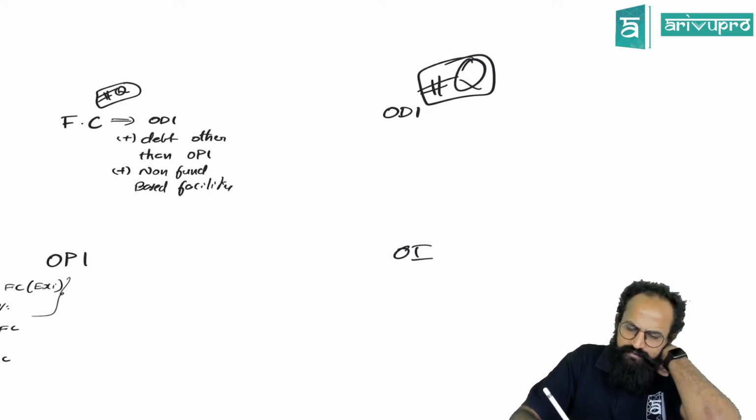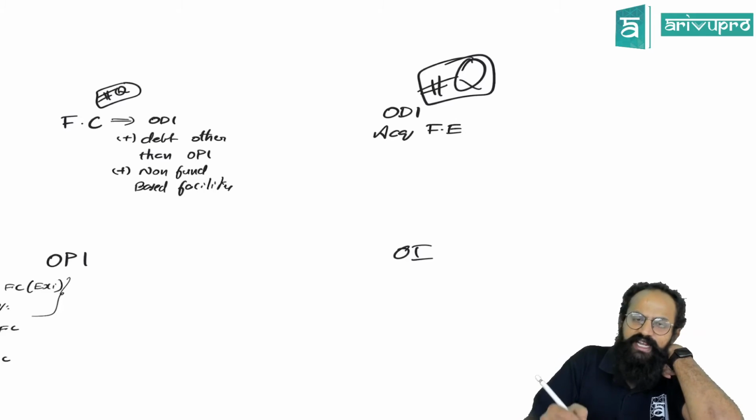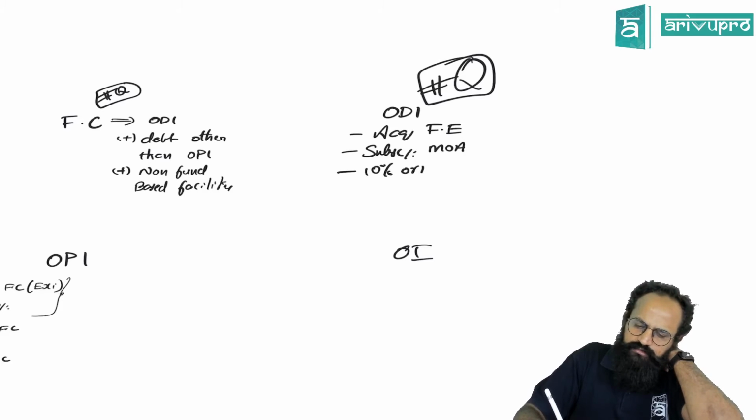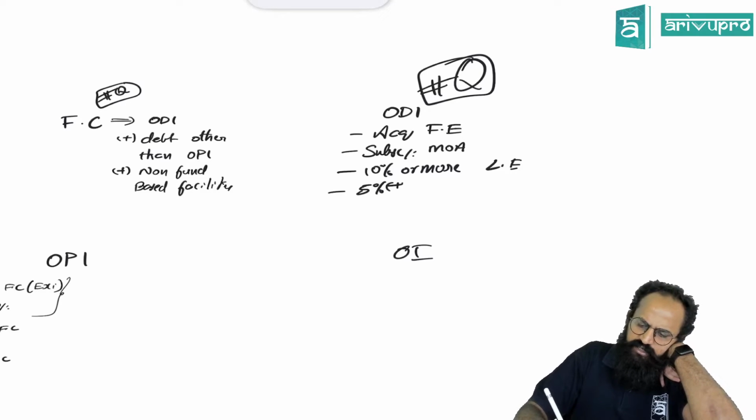Okay. Sir, ODI, first one, acquisition in a foreign entity. Here I'm not telling it is listed or unlisted. Sir, second one, I'm subscribing to MOA. So basically it is in the case of a new company. Third one, 10% or more. This is a listed entity. The fourth one, less than 10% plus control. Yes, sir. So I can take it as, let us take, say, for example, 5% plus control.